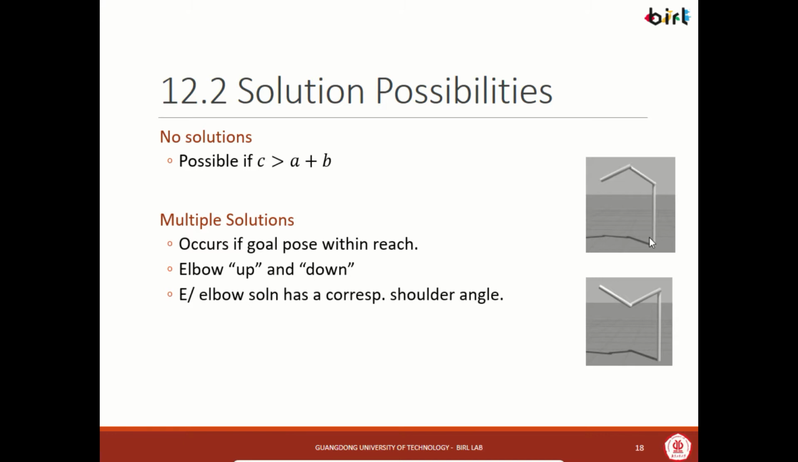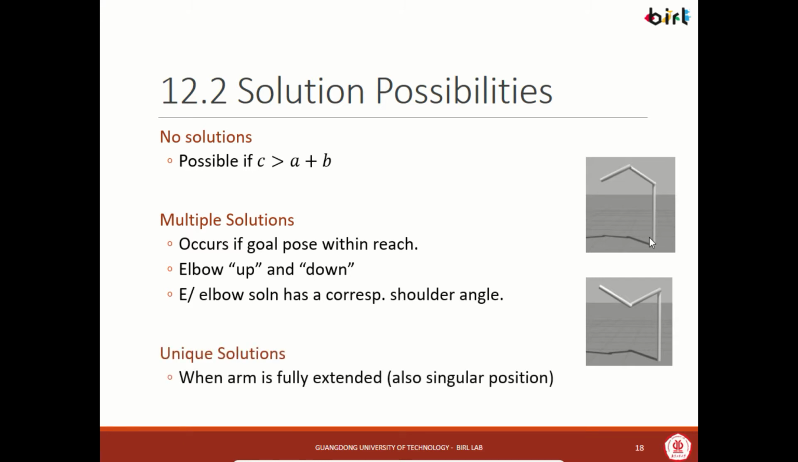So what we're saying is that each elbow solution also has a corresponding shoulder angle. This elbow angle has a corresponding shoulder angle, and this one too, right? And when the arm is fully extended, there is no unique solution, but infinite solutions. I'm sorry about that. Infinite solutions when the arm is extended. Why? Because this point can be reached here and here and here and here, all around the shoulder.